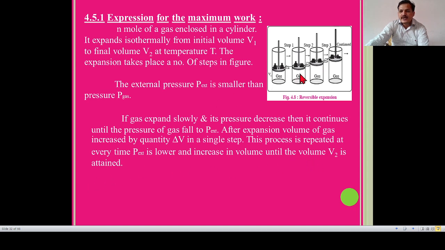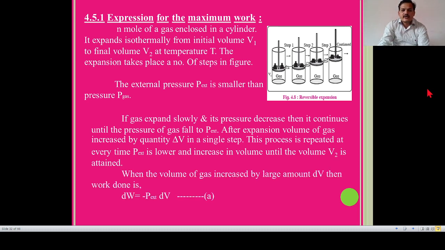We have considered an ideal gas, or any gas, enclosed in a cylinder fitted with a frictionless and movable piston. If you add some weight over the piston and then remove some weight, the volume increases slightly by dV or delta V. In each step, the volume increases by a small quantity dV, till the final volume V2 is attained.